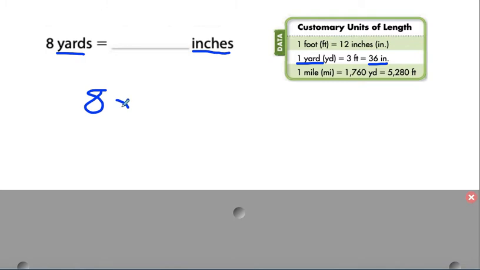times, how many inches are in a yard? Oh, 36. So we can do 8 times 36 equals, and then you can use the standard algorithm to do that and line it up. So you might want to pause this video and figure that out. All right, so we could say 36 times 8.